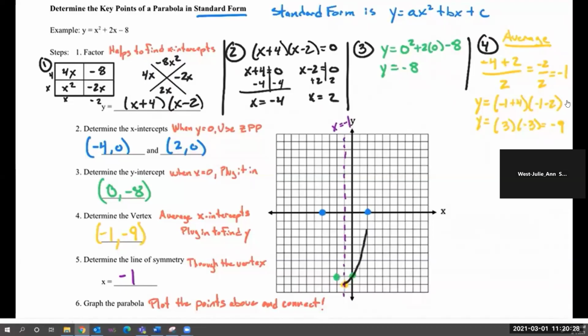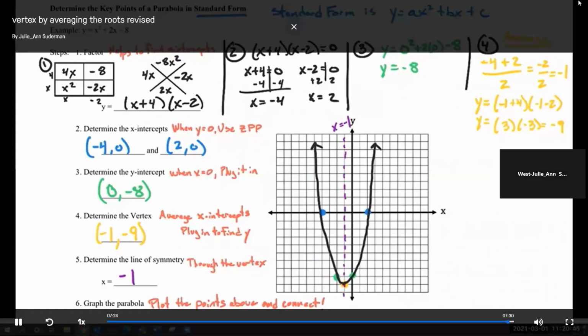You can make a pretty good parabola graph from your standard form. And that's how you do this. So factoring is important. You use the zero product property to find your x-intercepts. You plug 0 in to find your y-intercept. You average those x-intercepts to find your vertex. That is your line of symmetry. You plot those points to find your parabola. Good luck.